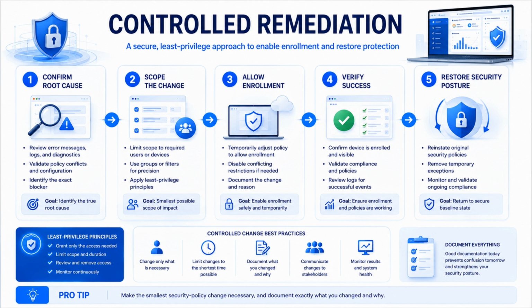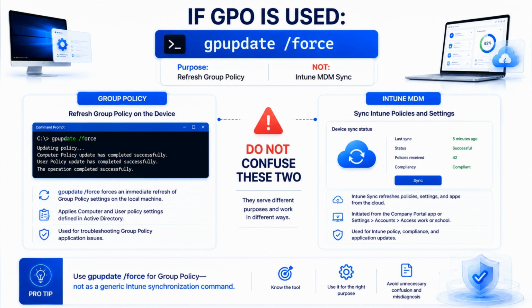Scope the change as narrowly as possible, perform the enrollment, and then restore your organization's intended security posture. If conditional access is involved, review the specific policy and authentication requirement rather than making broad exclusions without understanding the impact. If your automatic enrollment configuration is delivered through group policy, you can refresh Windows group policy after making the required configuration change. Run gpupdate /force from an elevated command prompt.